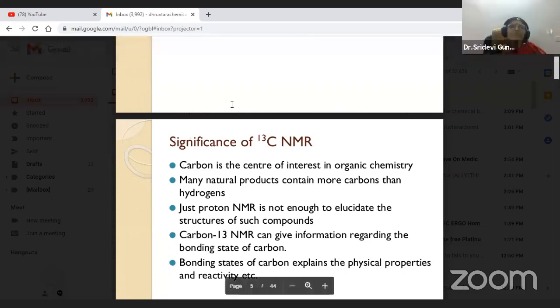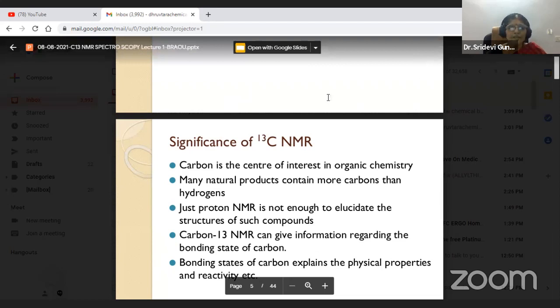So, as I told you, we have different magnetic nuclei. Proton is magnetic, C13 is magnetic, and there are some other nuclei that are magnetic. We are going to discuss a little bit about C13 NMR today. So, what is C13 NMR? What is its significance? How is it going to be useful for an organic chemist?